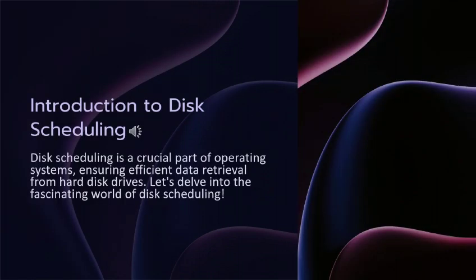As we discussed in the previous part, disk scheduling is a crucial part of operating systems, ensuring efficient data retrieval from hard disk drives. This back and forth movement helps reduce disk arm movement and improves overall disk performance. It's a popular algorithm used in operating systems to optimize disk operations.